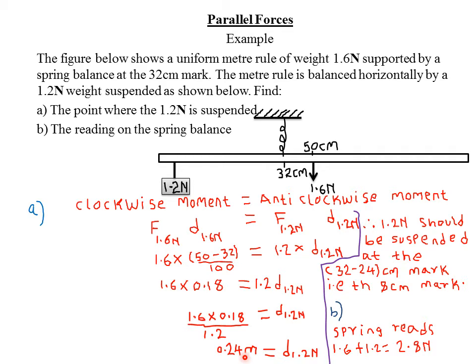Remember, in centimeters, you simply multiply by 100. So d 1.2 Newton is equivalent to 0.24 meters, or simply 24 centimeters. Therefore, remember, we are asked for the perpendicular distance from the pivot to the line of action of the 1.2 Newton force.